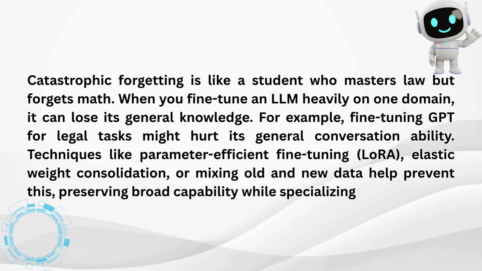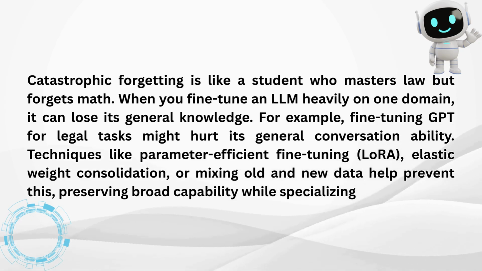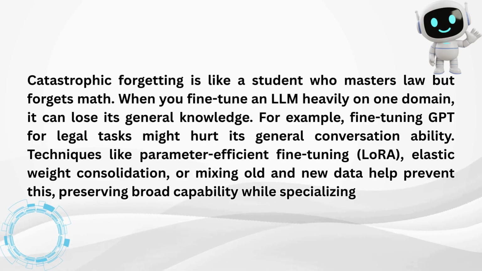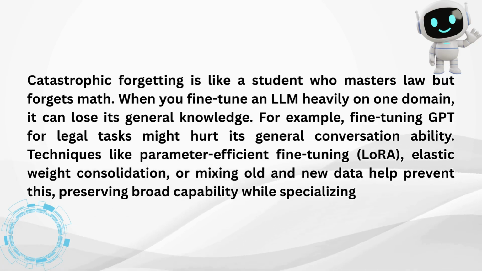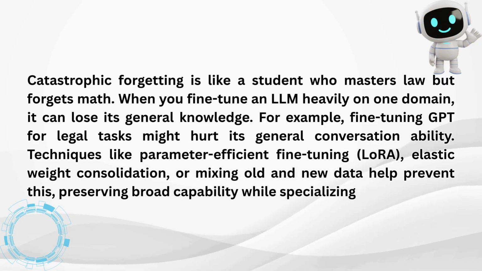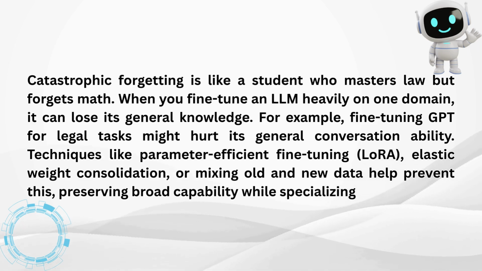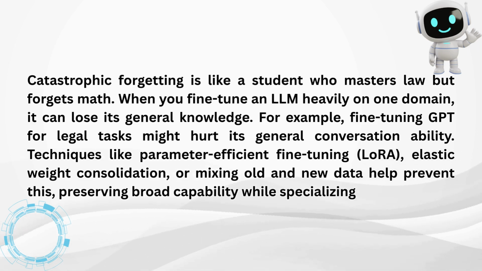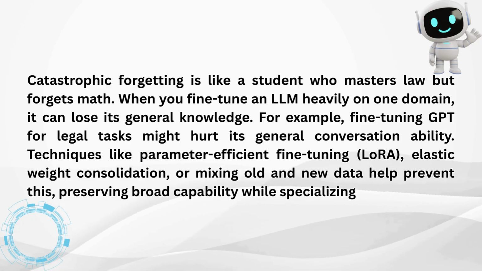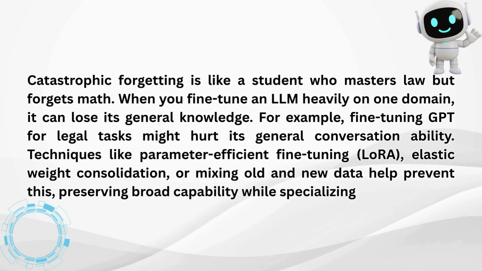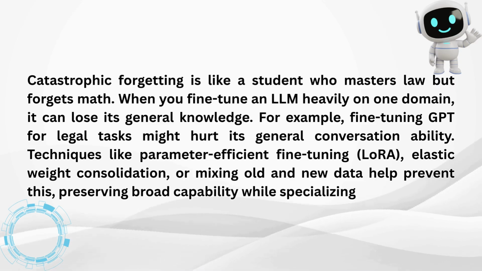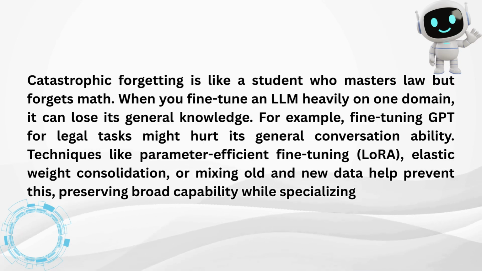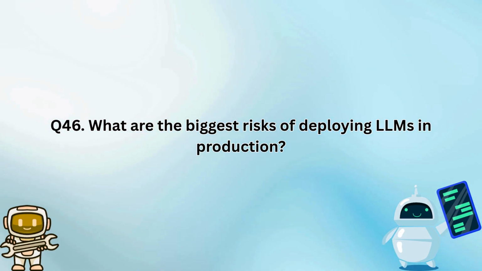What is catastrophic forgetting and fine-tuning? Catastrophic forgetting is like a student who masters law but forgets math. When you fine-tune an LLM heavily on one domain, it can lose its general knowledge. For example, fine-tuning GPT for legal tasks might hurt its general conversation ability. Techniques like parameter-efficient fine-tuning, LoRA, elastic weight consolidation, or mixing old and new data help prevent this, preserving broad capability while specializing.